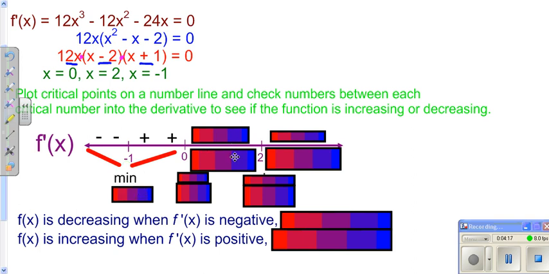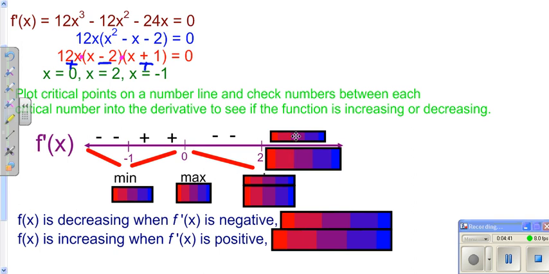Also over here, I'm going to try 1. Plug 1 into all these spots up here. And once again, I would end up getting a negative, so I'm going to put negatives on the top of my number line. Since it's negative, I'm going to draw a line going down, which means I have a mountaintop here, which means at 0 I would have a maximum.